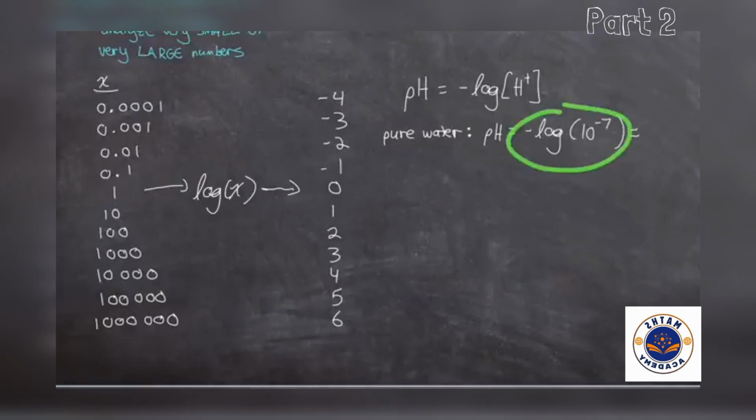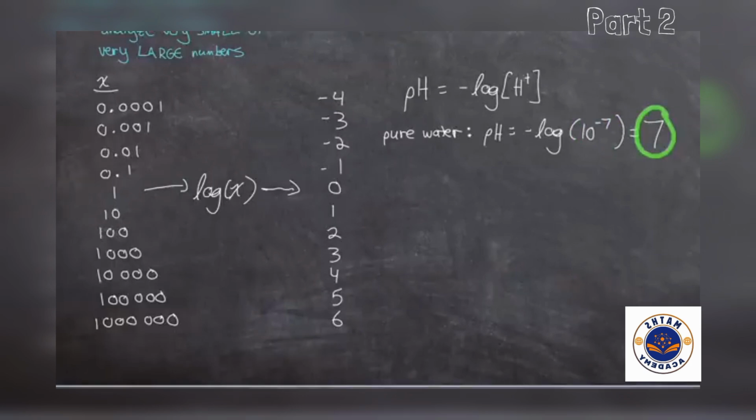And then evaluating this is just what exponent goes on 10 to get 10 to the negative 7? Well, that's negative 7. So we do negative 7, which is just 7. Pure water is neutral. So this 7 is actually unitless. It's just a way of taking a hydronium ion concentration, which does have units in moles per liter, but converting that really small number into a number that is easier to analyze.